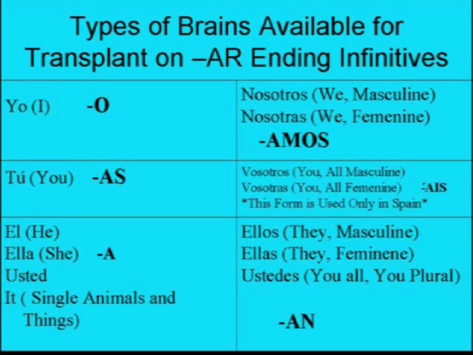In the sixth box, you will see that the box belongs to ellos, ellas, which means they, and ustedes, which means you guys. So this box belongs to they and you guys. If they are doing the action of the verb, or if you guys are doing the verb, use the ending found in this box.